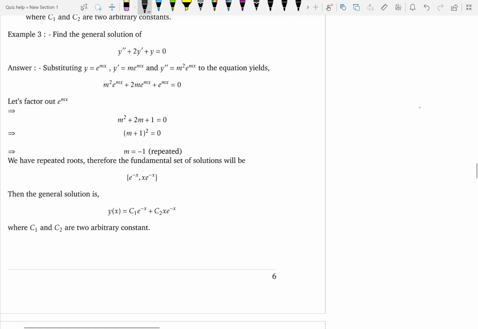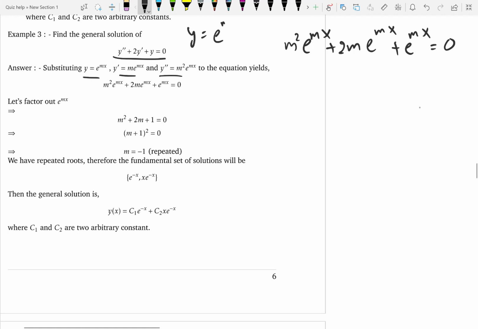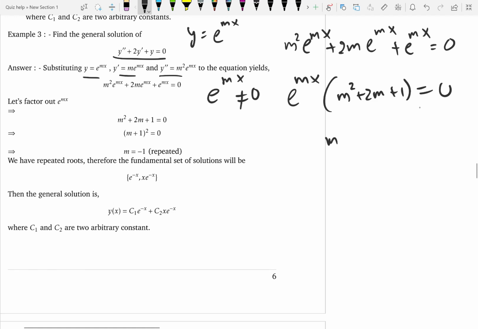y double prime plus 2y prime plus y is equal to 0. For this differential equation, we substitute y equal to e to the mx, y prime, and y double prime. So y double prime is m square e to the mx. Now you have to show this: m e to the mx, the same as normal. We assume y to be e to the mx. We factor out e to the mx and get m square plus 2m plus 1 equal to 0. We know e to the mx is never 0.